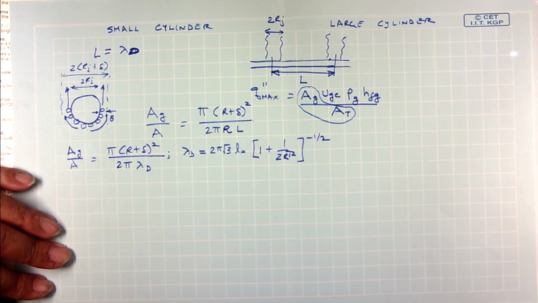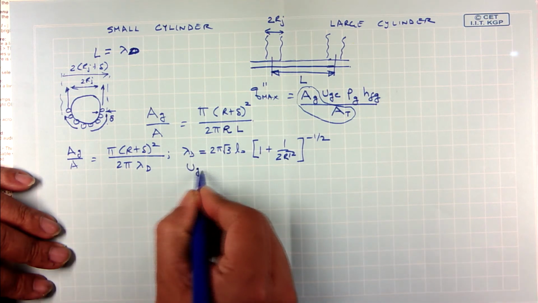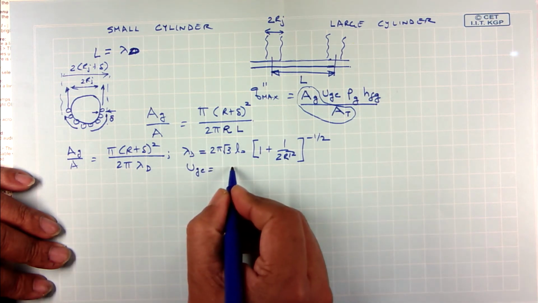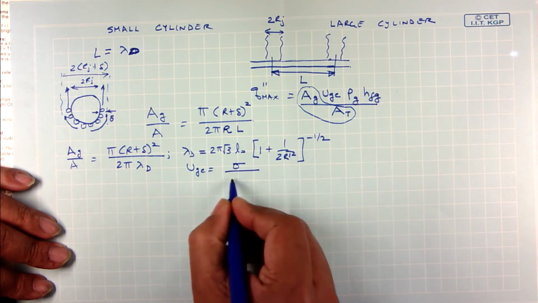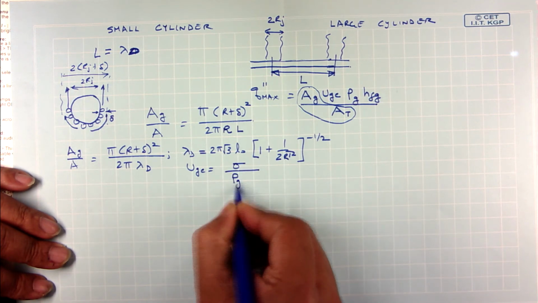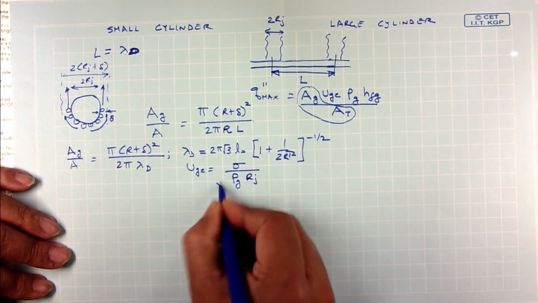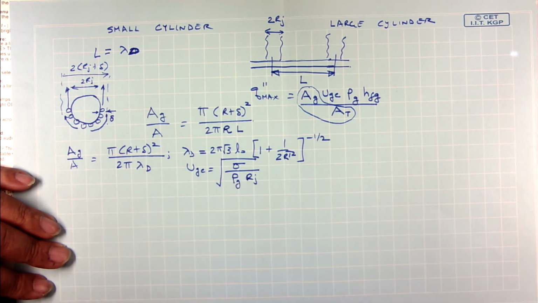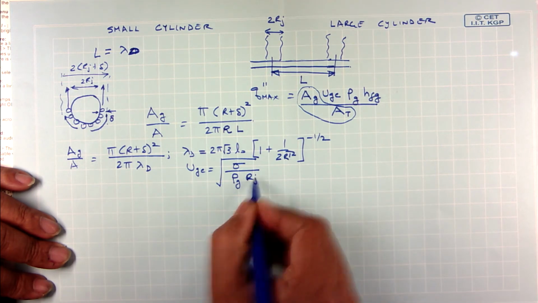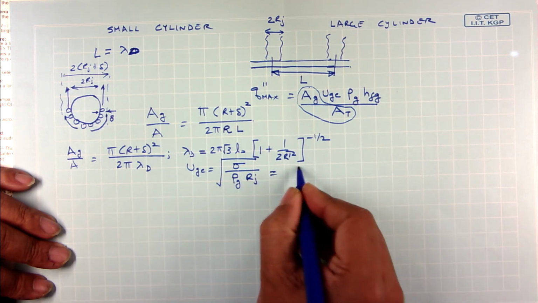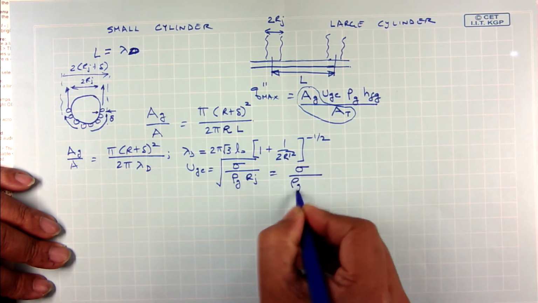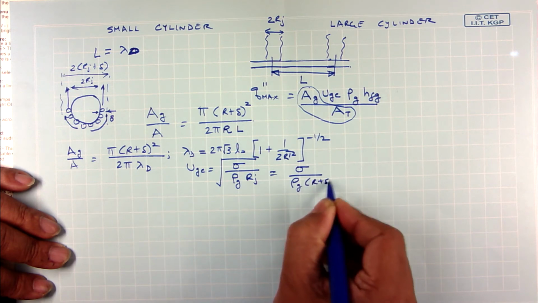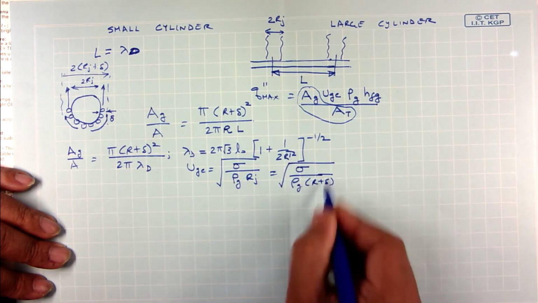Okay. And what did we say was UGC? We said UGC is equal to the root of sigma divided by rho g times Rj, right, or in this case Rj is nothing but R plus delta. So, sigma divided by rho g times R plus delta. I still do not know what this value of delta is. Okay.